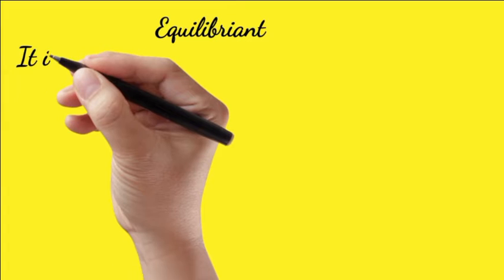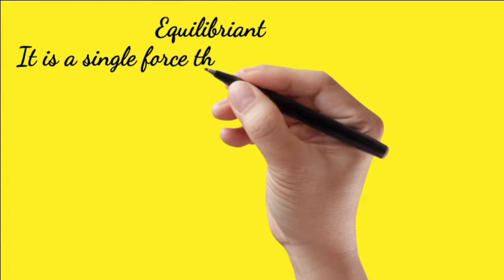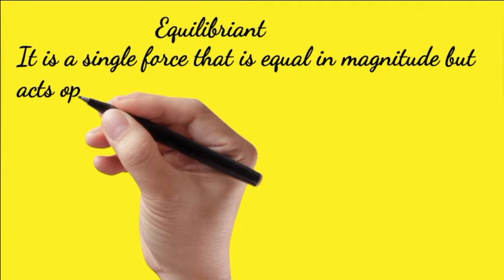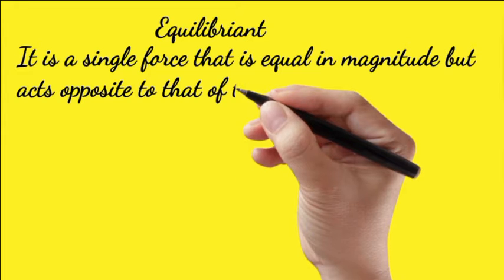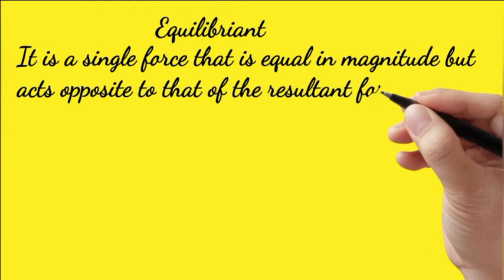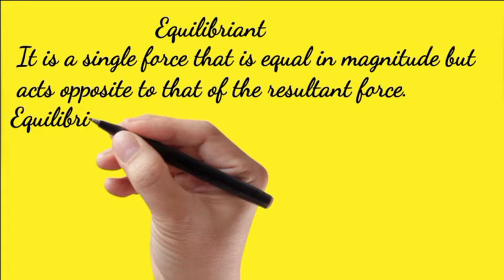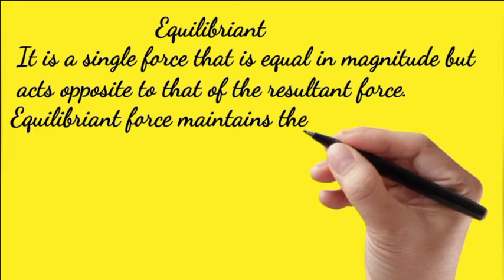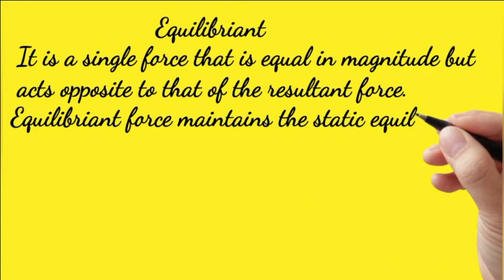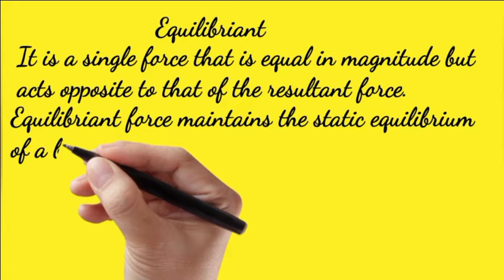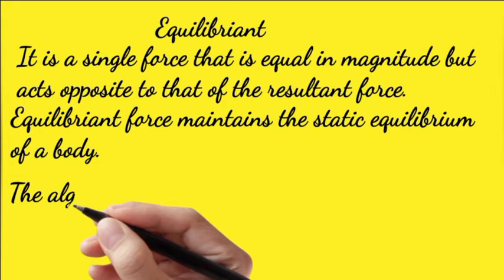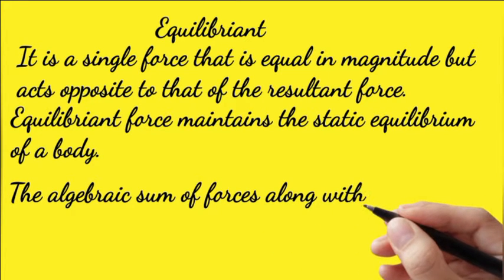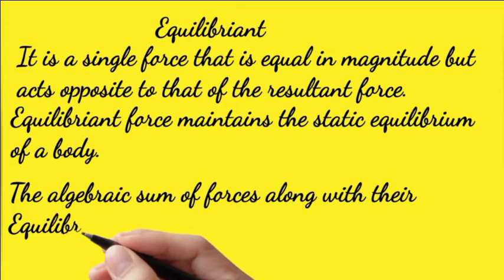What about equilibrant force? It is a single force that is equal in magnitude but opposite in direction to the resultant force. The equilibrant force maintains the static equilibrium of a body. Since it balances, remember it is opposite in direction and it balances the force system. So it helps the body to be in static equilibrium, that is, no motion or in a state of rest.